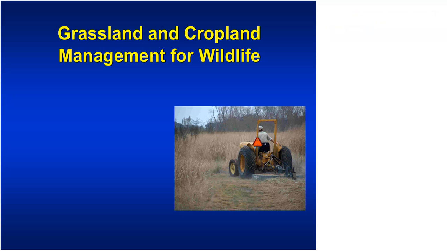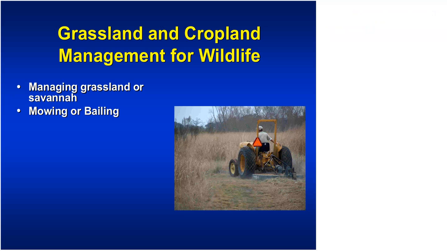So let's move on to grassland or cropland management for wildlife. One of the ways that people will want to manage on small acreage is using mowing or baling, and we'll talk a little bit about that. One of the things that's really important about managing a grassland or cropland area is to limit the amount that you manage in any one year. I usually recommend a third, and in a couple slides we'll see an example of that, where I go into a little bit more detail.